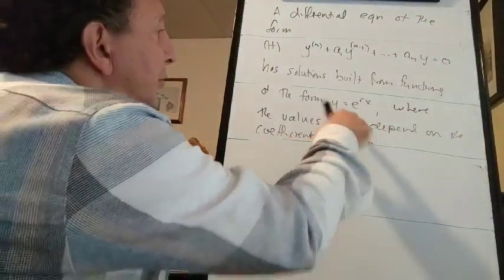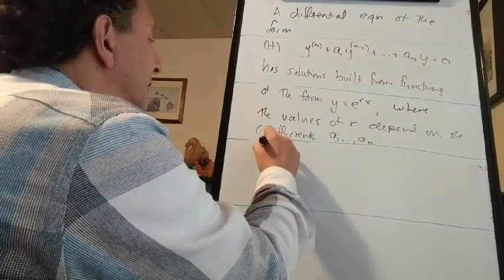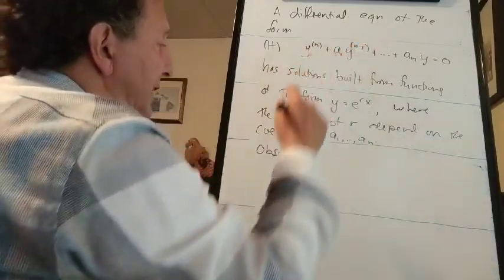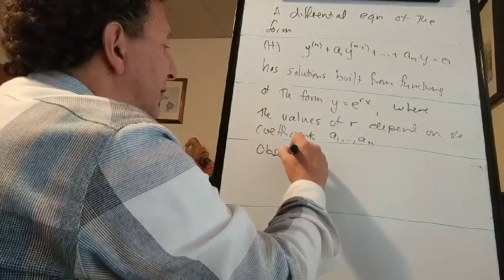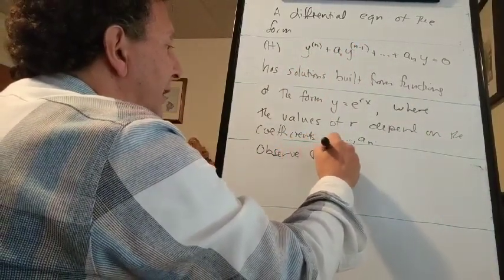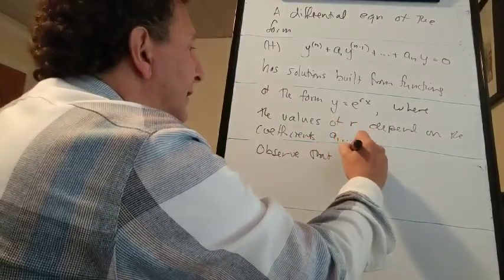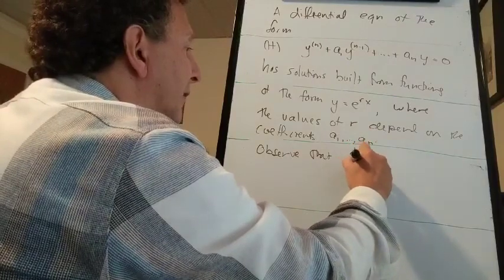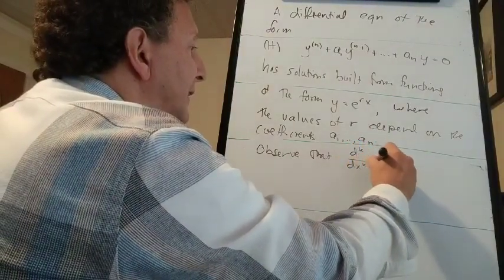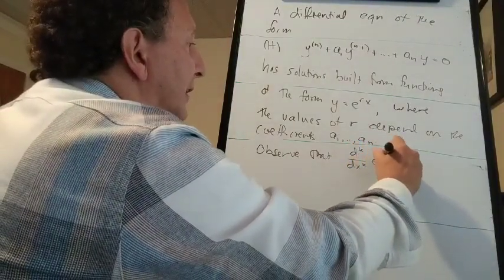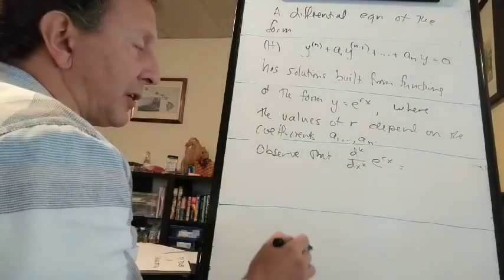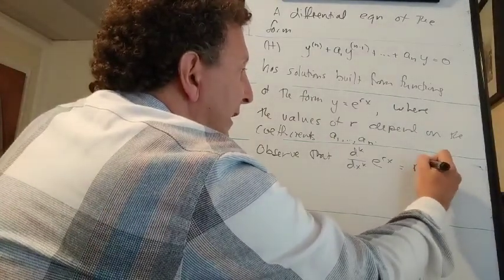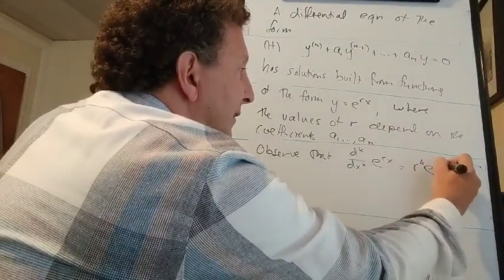Now to see which values of r, we'll plug in e to the rx for y here, and let's observe that the kth derivative of e to the rx is, well, every time we take a derivative we bring an r down in front, so it's going to be r to the k e to the rx.